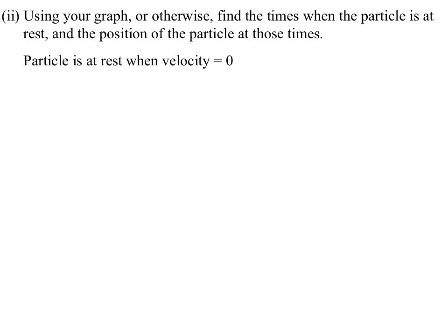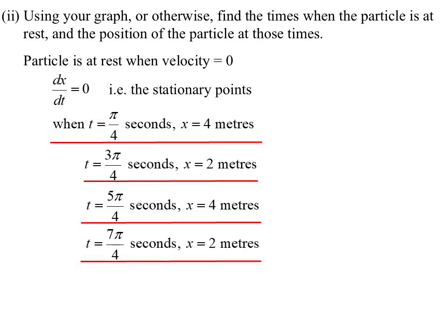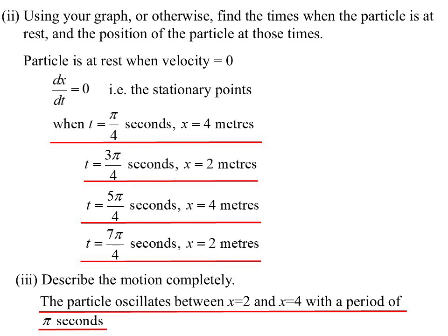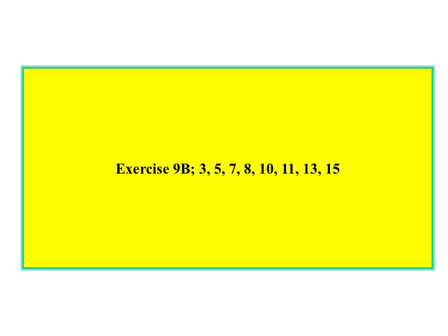When is the particle at rest? I can look at the graph. I know it's at rest when the velocity is equal to 0. In other words, where are all the stationary points? Well, looking at them, there was one at pi on 4, there was one at 3 pi on 4, 5 pi on 4, and so on. Not a lot of work to do, I just read off the graph. Describe the motion. What's it doing? I used a big word, oscillate. The particle oscillates between 2 and 4, and it's got a period of pi seconds. That pretty much describes it. So, applying calculus ideas to the physical world.